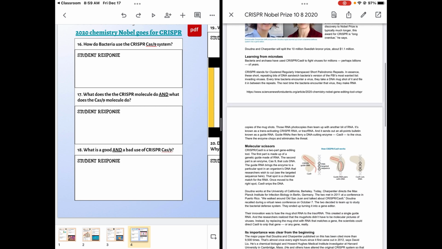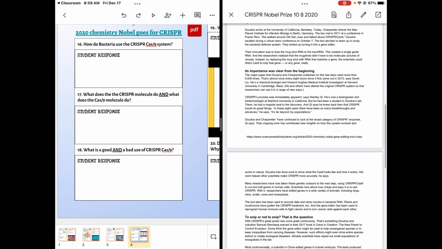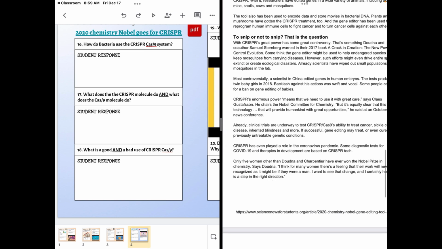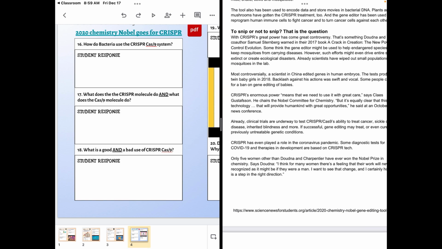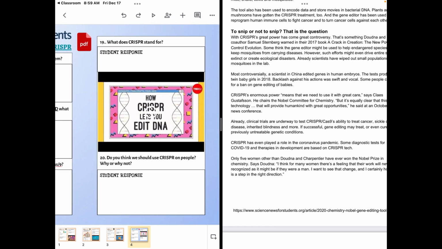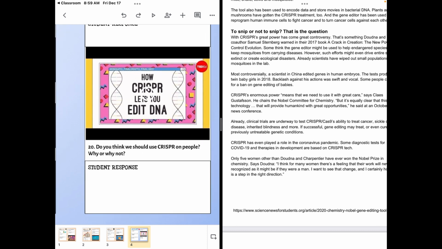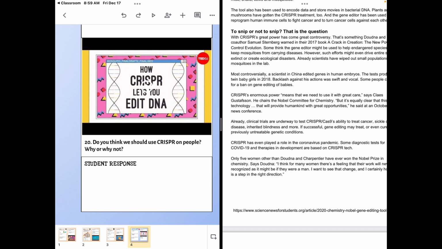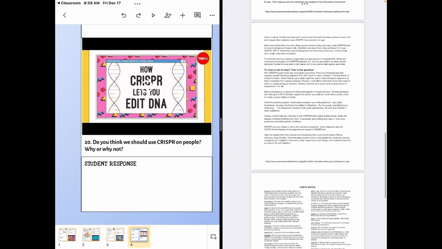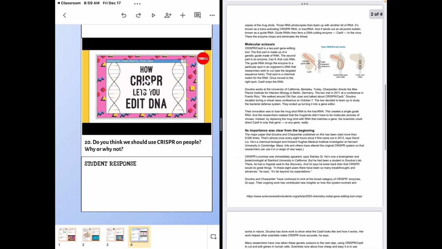Then we have to talk about a good and a bad use of CRISPR. So CRISPR, to snip or not to snip, can be very good, but also can be used in ways that it shouldn't. And then what does CRISPR stand for? I just told you. The last one's an opinion. Do you think we should use CRISPR on people? Why or why not? So after you figure out what CRISPR can do, you might have opinions there.